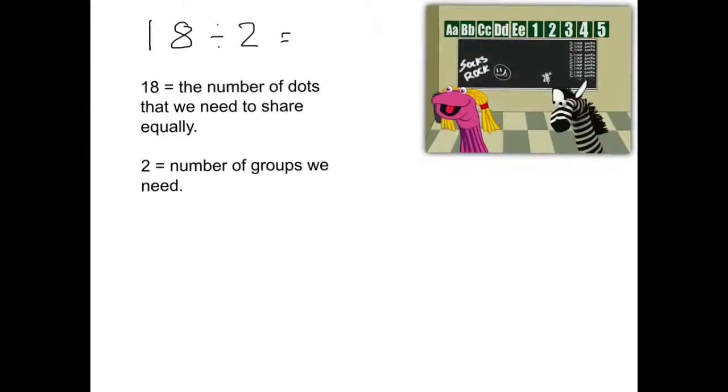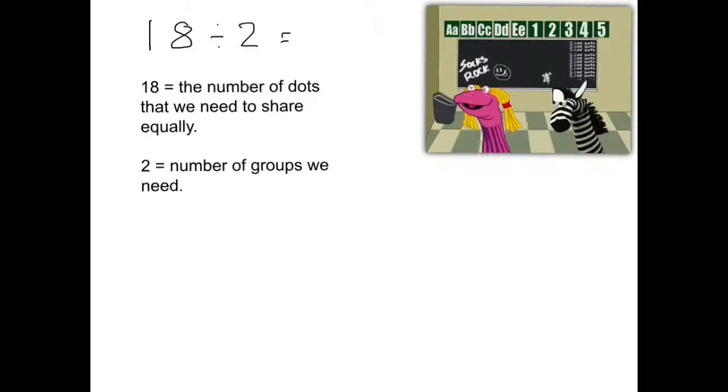Today, we are dividing using arrays. Let's try 18 divided by 2. Now, when using arrays, we need to create groups. The number we are dividing by, in this case, 2, is the number of groups we need.